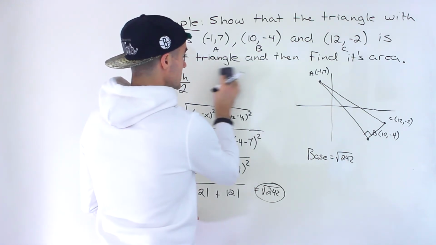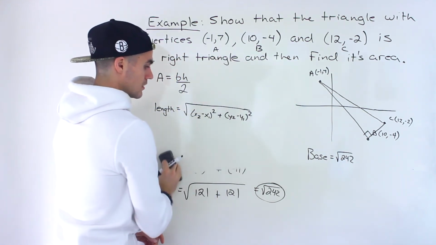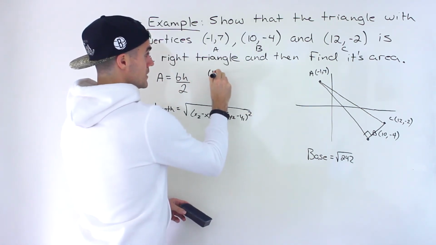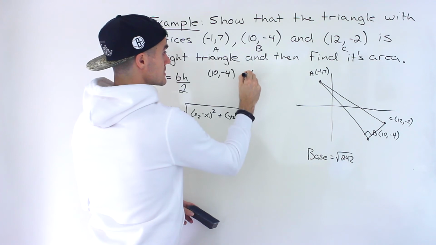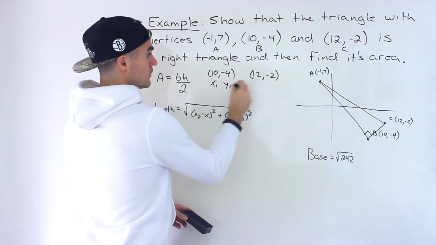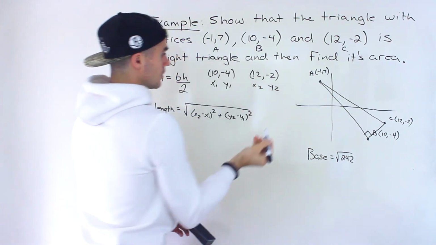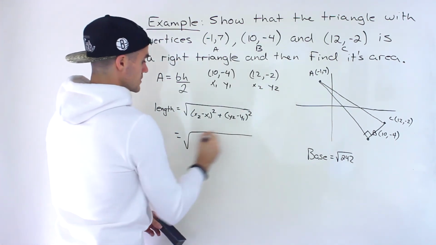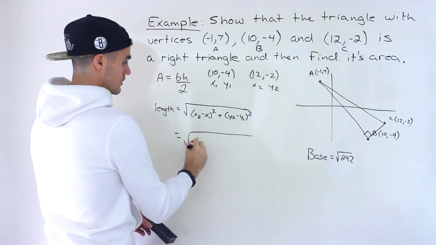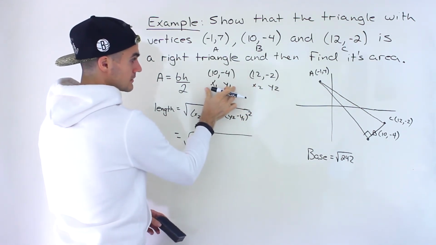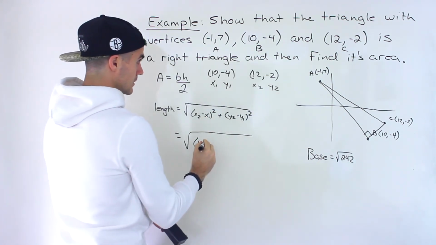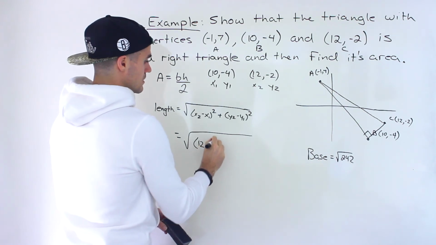So the height, we said it's going to be the line BC. So the two points we're going to use is the B point again, 10, -4, and then the C point, which is 12, -2. I'm going to let this be x1, y1, x2, y2. So we'd end up with the square root of x2, which is 12. Again, the order here doesn't matter. You could let this be x2, y2, this x1, y1. You'd still get the same exact solution.